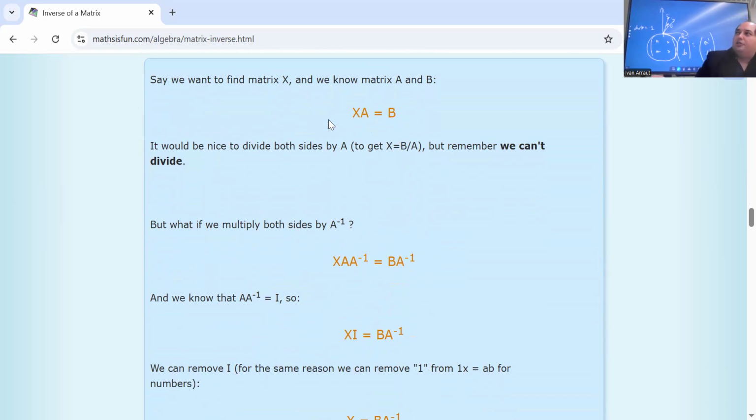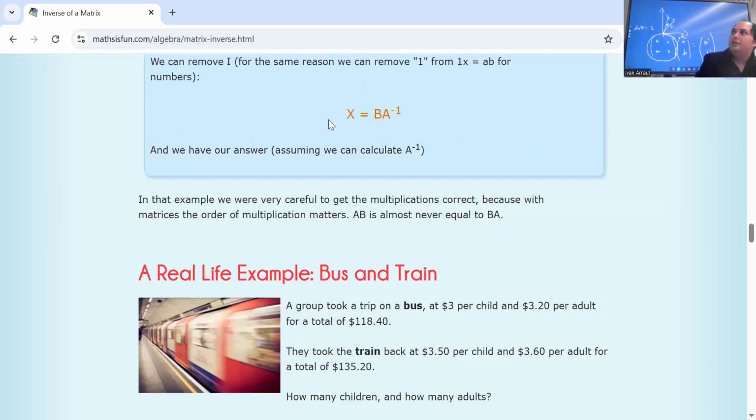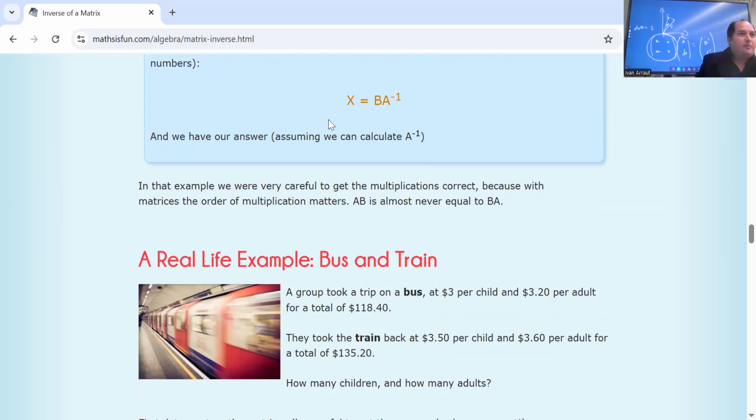You will not tell me you will divide by A here. No. You have to multiply by the inverse of A on the right-hand side here, and by the inverse of A on the left-hand side, in this side here. And A times the inverse is the identity. And then you have solved, because X times the identity is the same matrix, so you have solved for X.